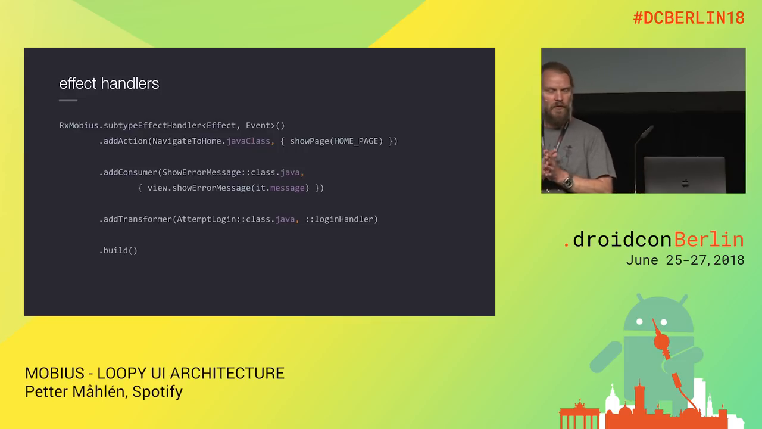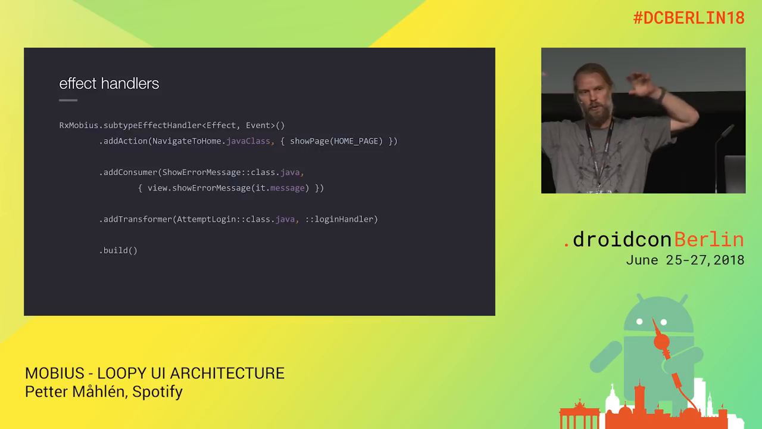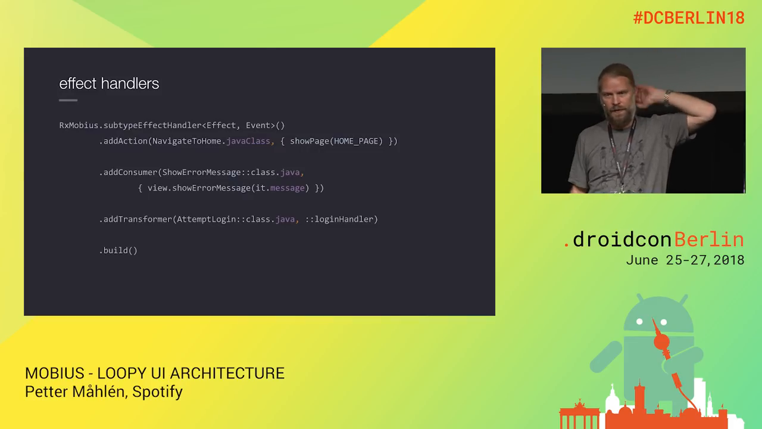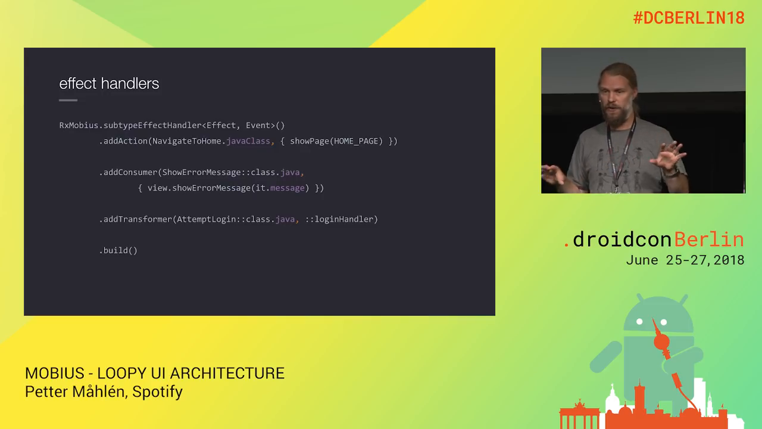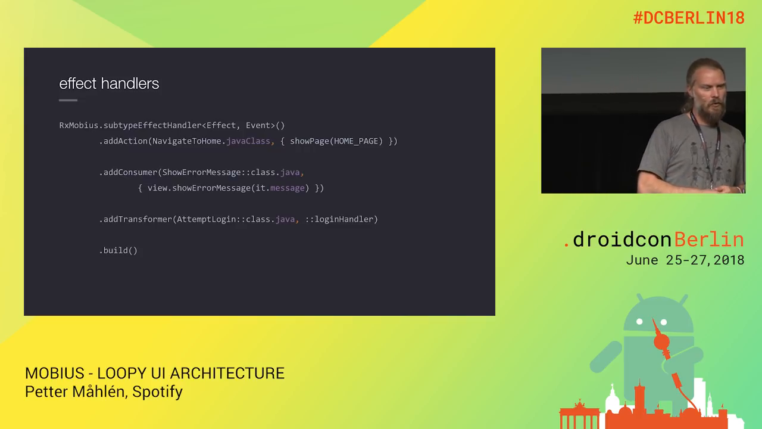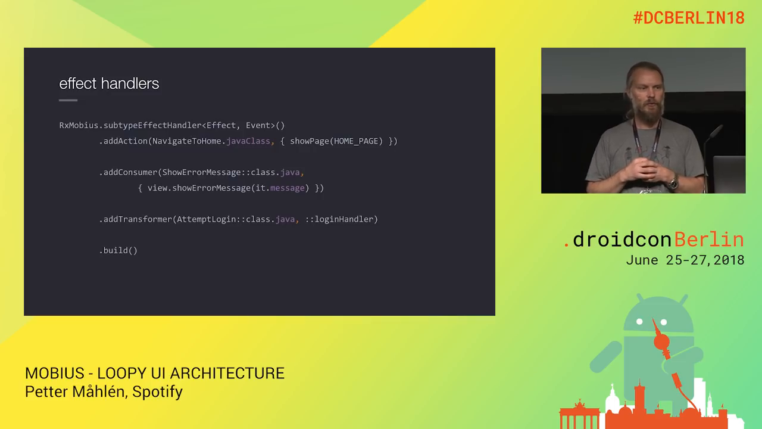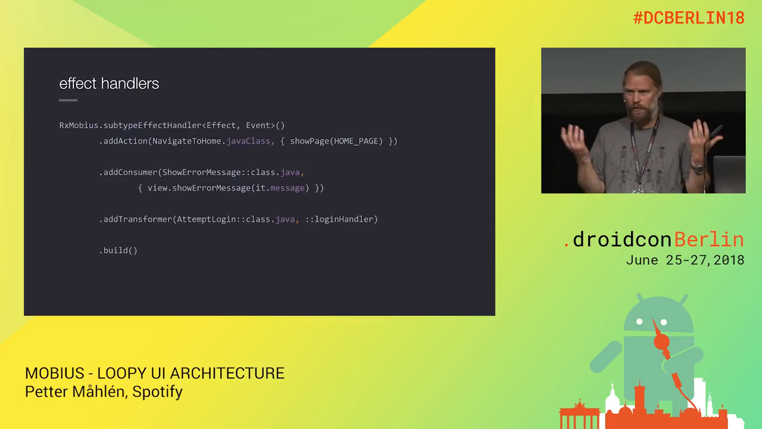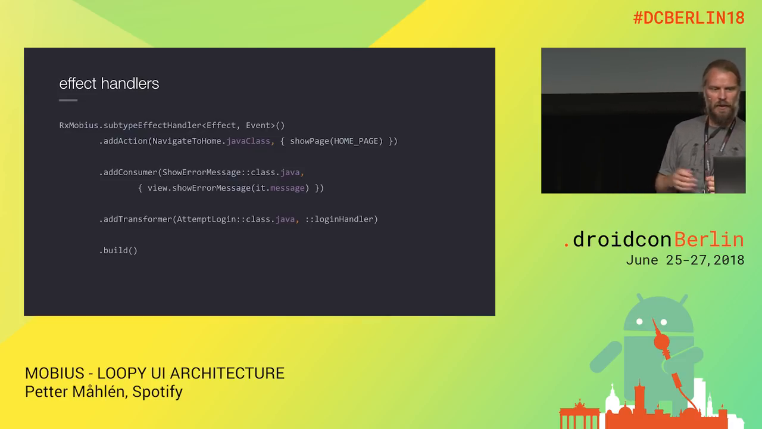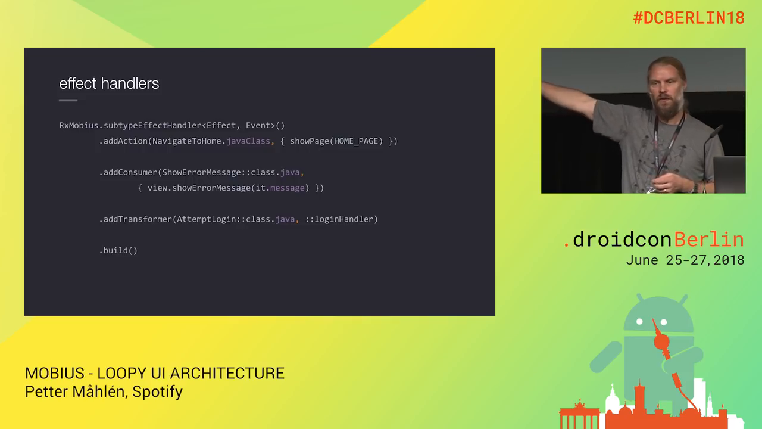So here's a little bit about how we can implement effect handlers as well. I talked a bit before about separation of concerns. In particular, we wanted to separate out the UI from the business logic, which is what we do through these events and the update function. And here's an example of how you can separate out different handling of different effects from each other in what I think is a nice way. This is using an Rx-based framework for handling effects since they are asynchronous and impure. And so we have this builder, a subtype effect handler, which you say when an effect of this class happens, then do this thing.